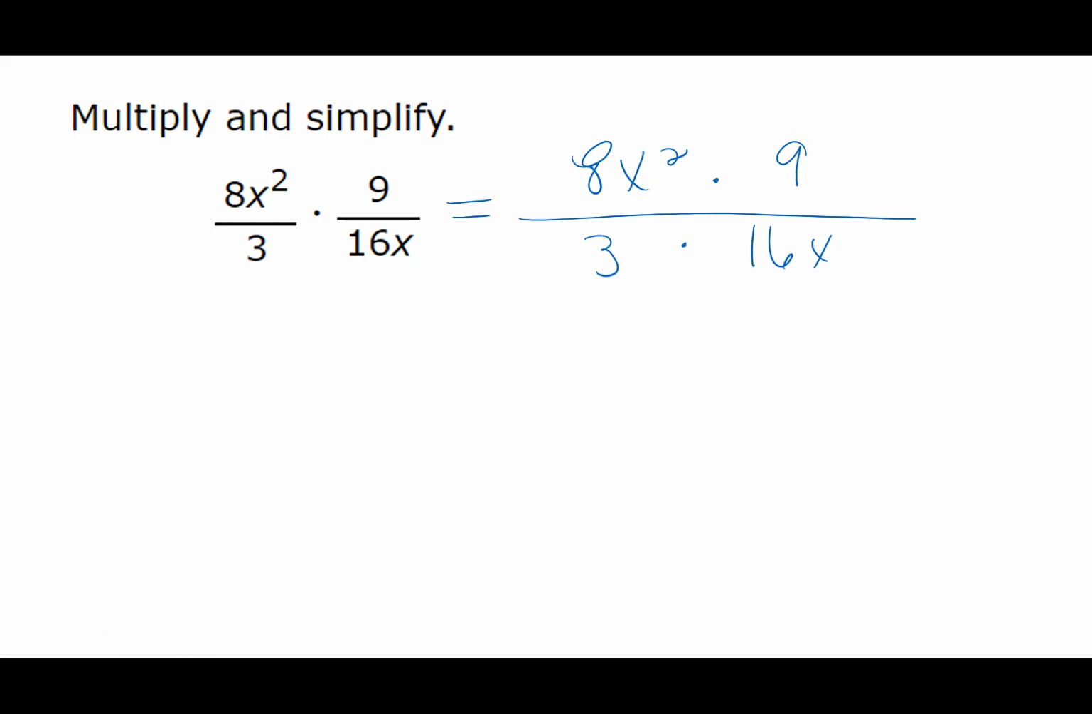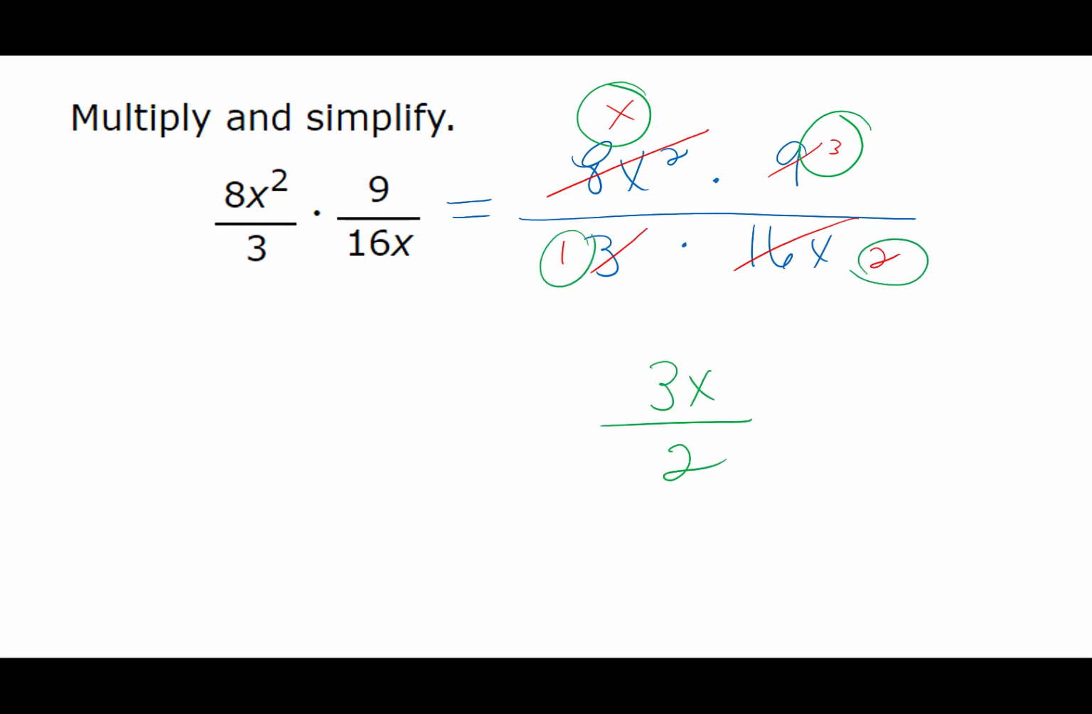Looking at the numerator, there's the factor 8x squared. When you simplify that with the denominator factor of 16x, you're left with a 2 in the denominator and x in the numerator. Next, we can simplify the 9 with a 3, and that leaves a 1 and a 3. Now we have much easier numbers to multiply. We have x times 3 in the numerator, which is 3x, over 1 times 2, which is 2 in the denominator, and that's your final answer.